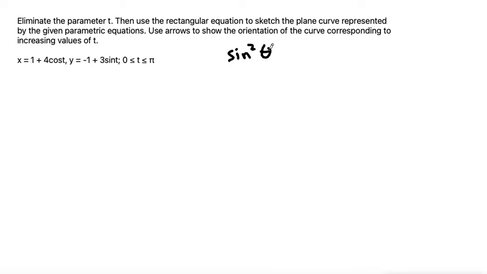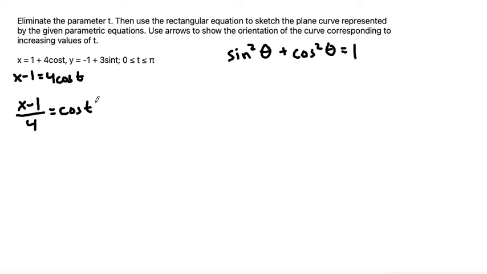sine squared of an angle plus cosine squared of an angle is equal to 1 in order to change this into a rectangular equation. So to do that, we need to solve each of our equations for cosine and sine. If we subtract 1 on both sides, we get x minus 1 is equal to 4 cosine t. And then divide both sides by 4, we get (x minus 1) divided by 4 is equal to cosine t.